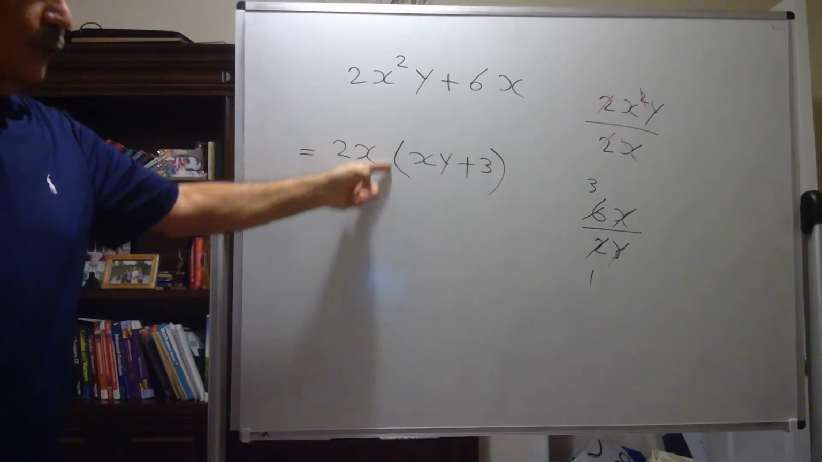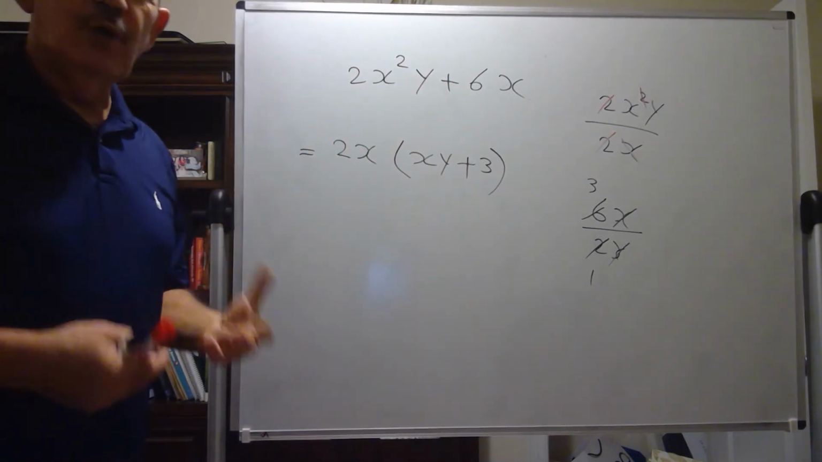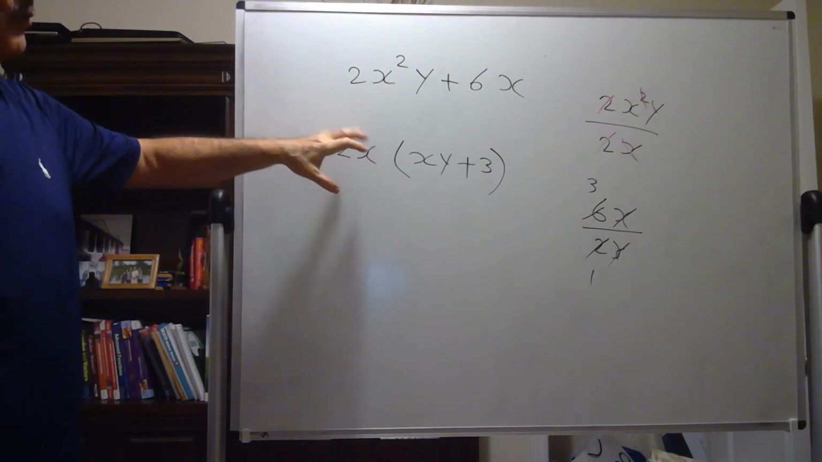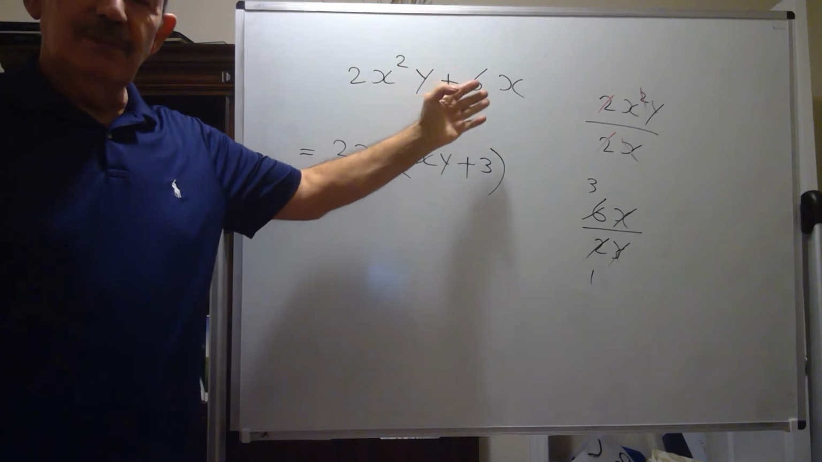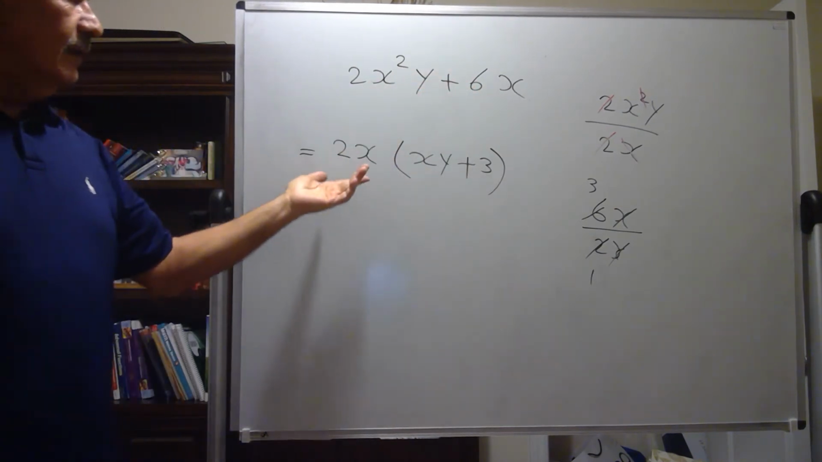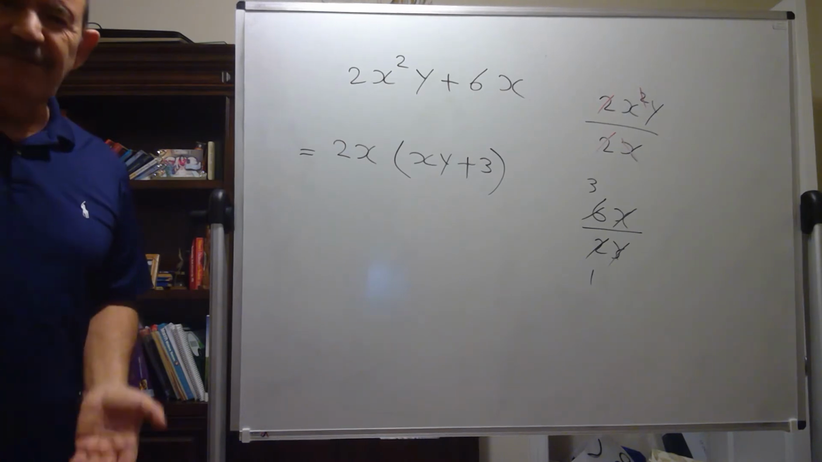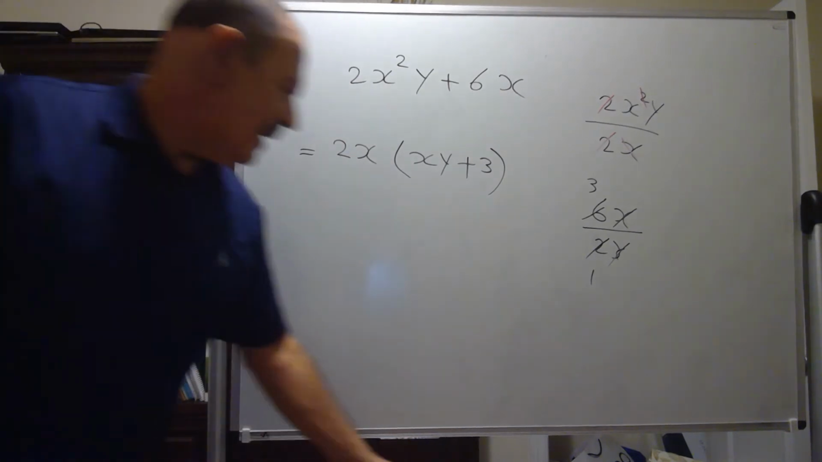As you see, this 2x is a monomial. We take out the monomial, we factor the monomial from this binomial. And this monomial, it should be the GCF, greatest common factor. Now let's use another example.